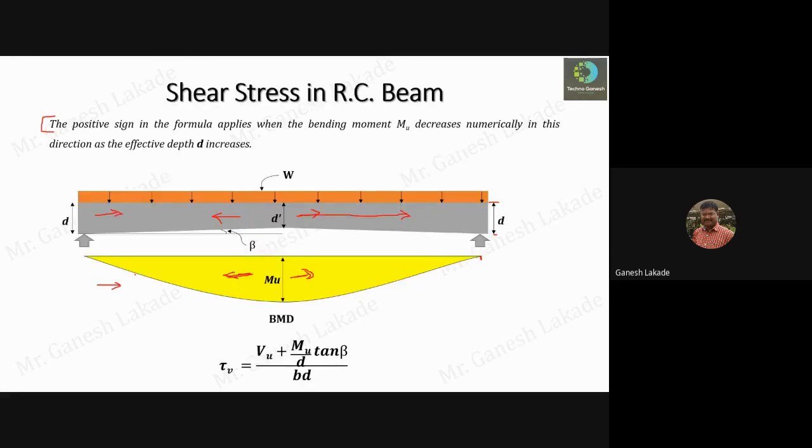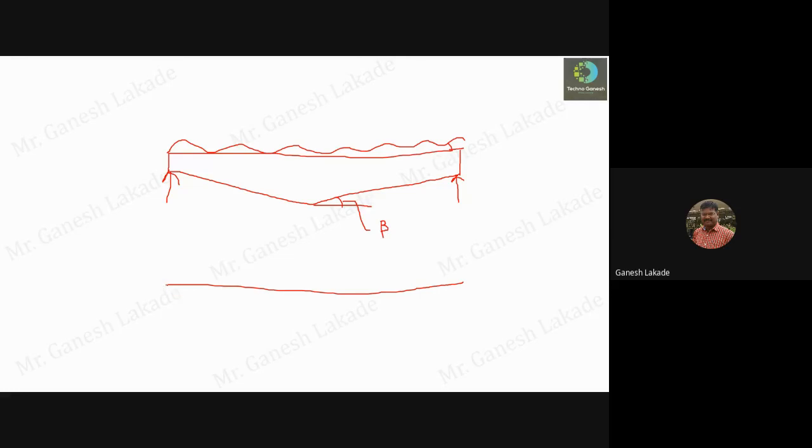बघा, पॉझिटिव्ह कधी घ्यायचं आहे? ज्याला बेंडिंग मोमेंट डिक्रीज होते आणि डी इन्क्रीज होते. इथे काय होते? बेंडिंग मोमेंट डायग्राम विल बी अगेन parabolic. Here it is maximum at the midspan, and here also maximum depth is provided at the midspan. So as you move from this, suppose you are moving in this direction, bending moment goes on increasing, depth also goes on increasing.